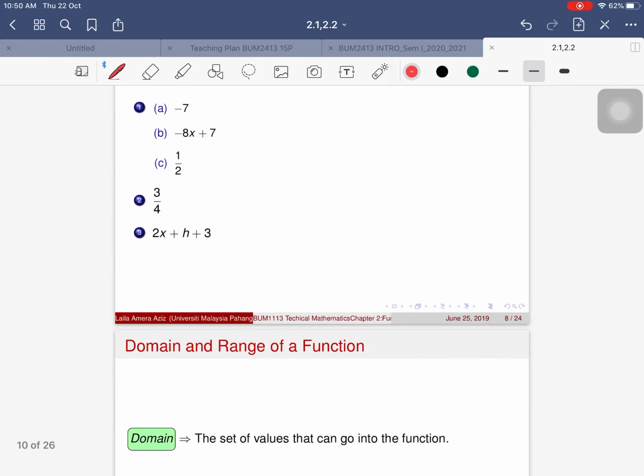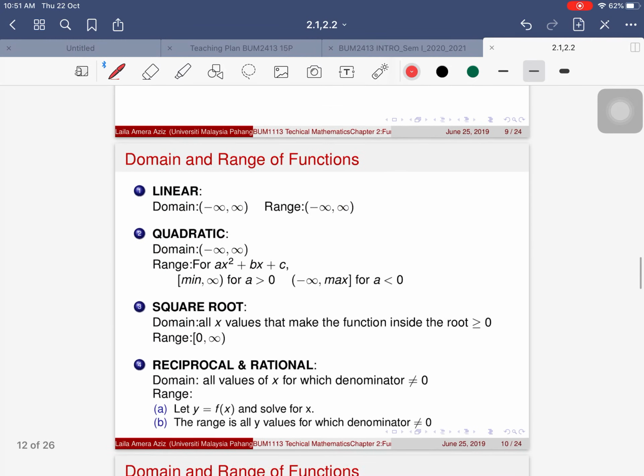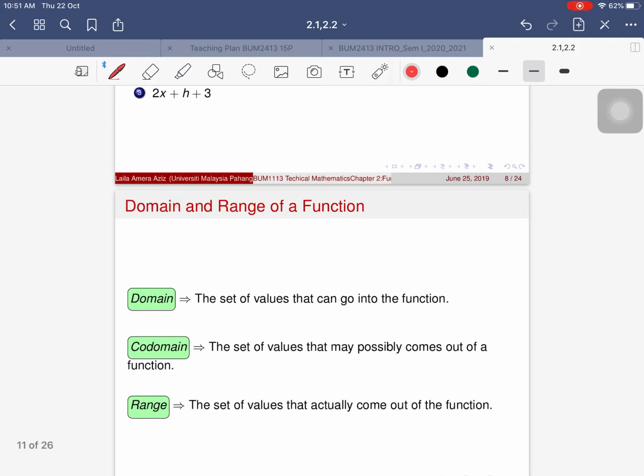So this will be an exercise for you to try. And next we are going to have a look at domain and range.